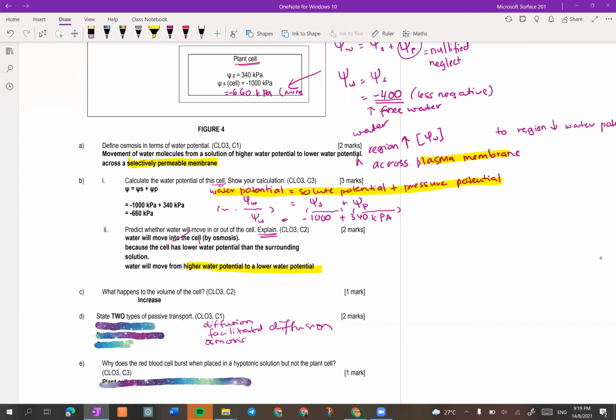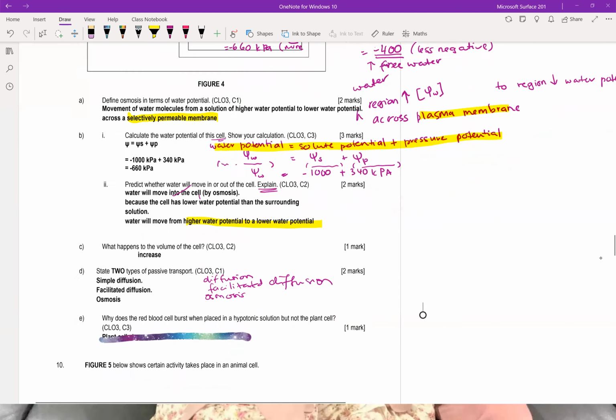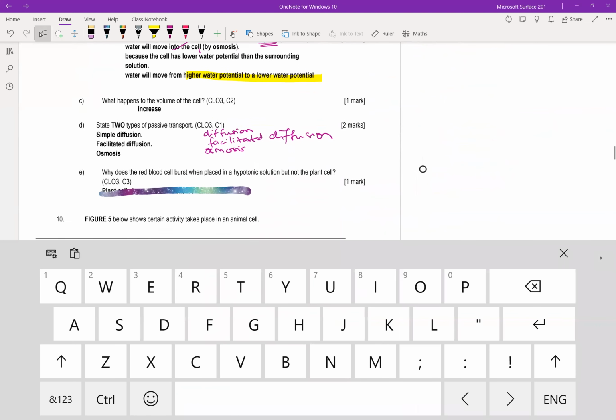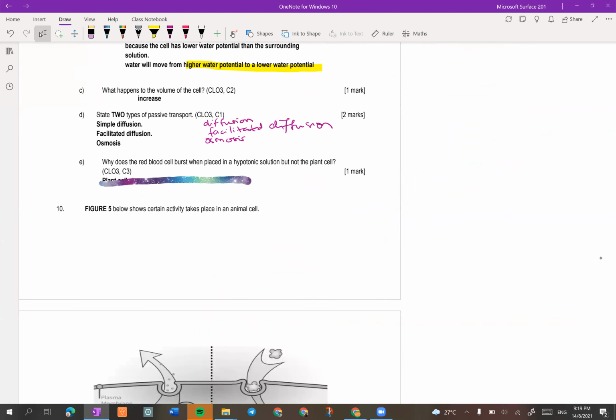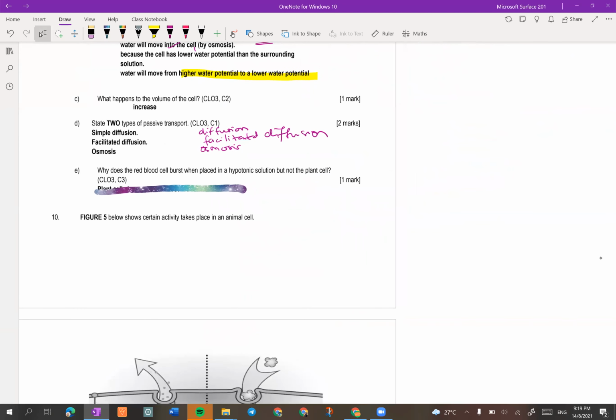So you can answer these three things. Let's check. Right? So it's simple: diffusion, facilitated diffusion, and osmosis. Next one: why does the red blood cell burst when placed in a hypotonic solution but not in a plant?